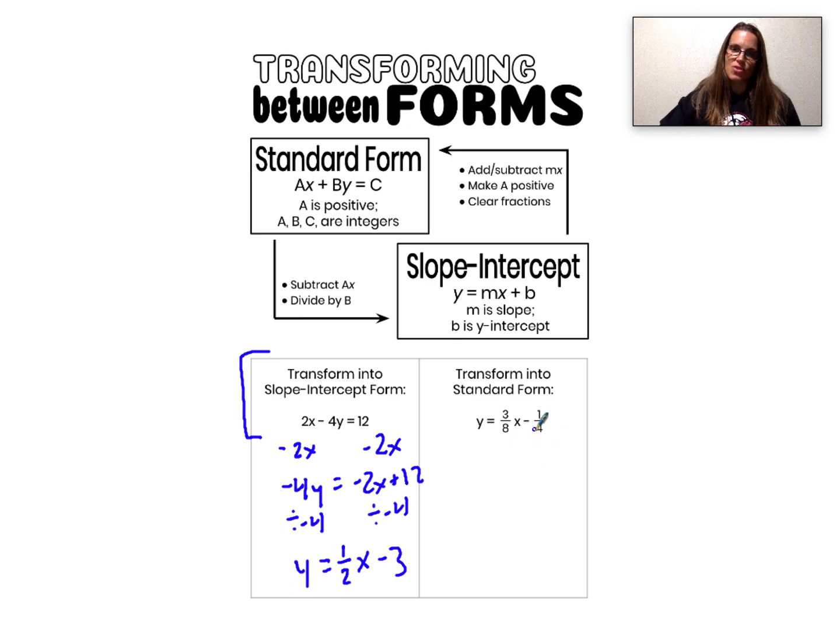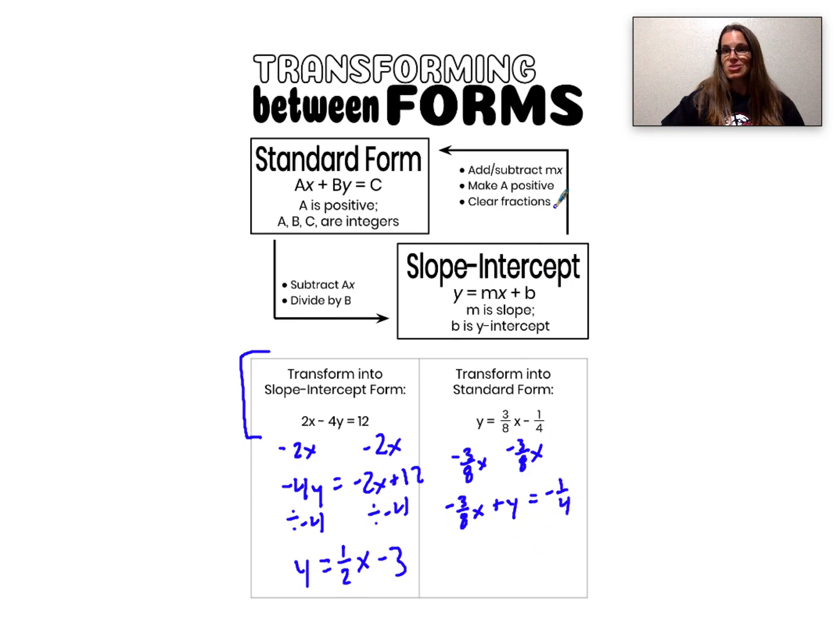Next example, transforming into standard form. Now you may transform this in a couple of different ways in a little bit different order. As long as you get the same final answer and you've justified your step, that's okay. I'm just going to go in this order. Add, subtract mx, make a positive, clear fractions. So first I want my x term on the left-hand side. To do that, I will subtract 3/8 x from both sides of my equation. That will put my terms in the proper order. X term, y term, c.